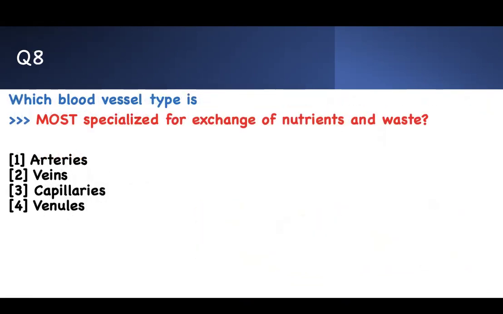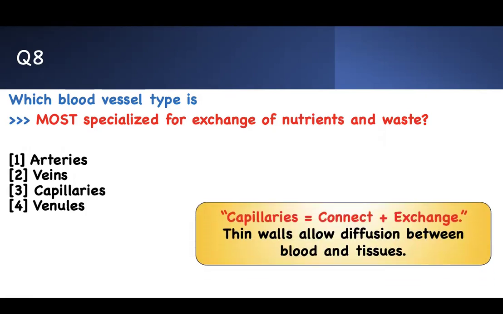Number 8, which blood vessel type is most specialized for gaseous exchange? Which blood vessel is most specialized for gas exchange of nutrient and waste? Pay attention. Exchange of nutrient. Arterial, bring the blood. Veins, take it away. Venous, connect the veins together. And therefore, capillary is what you left with. It's the main area you exchange, you take things. Capillary, connect, and exchange. That's all. These thin blood vessels allow diffusion between blood and tissue.